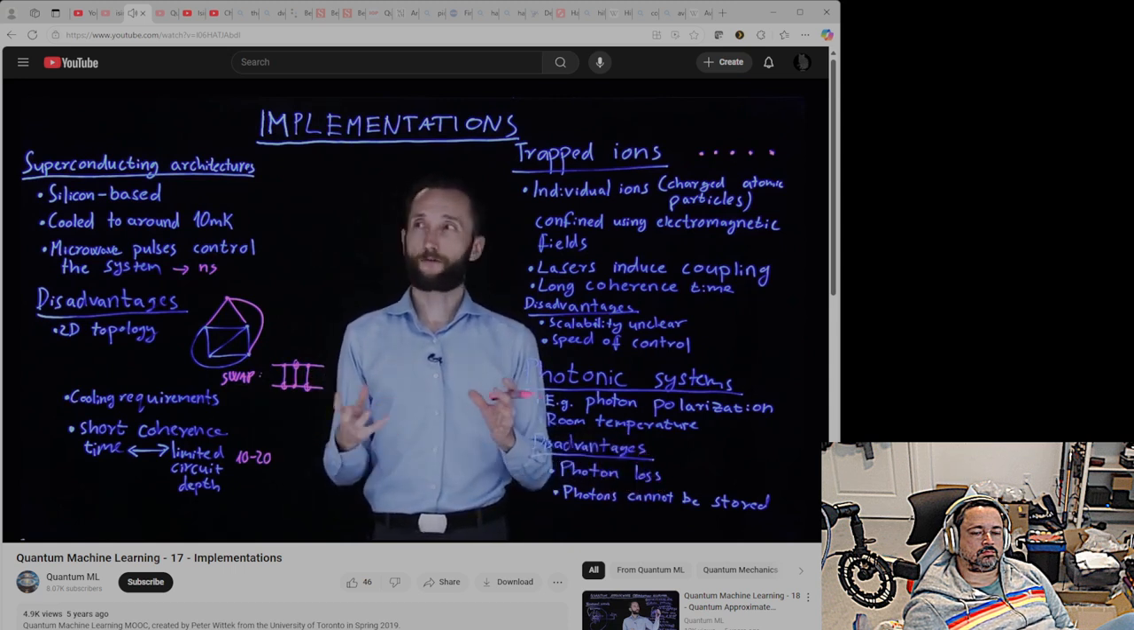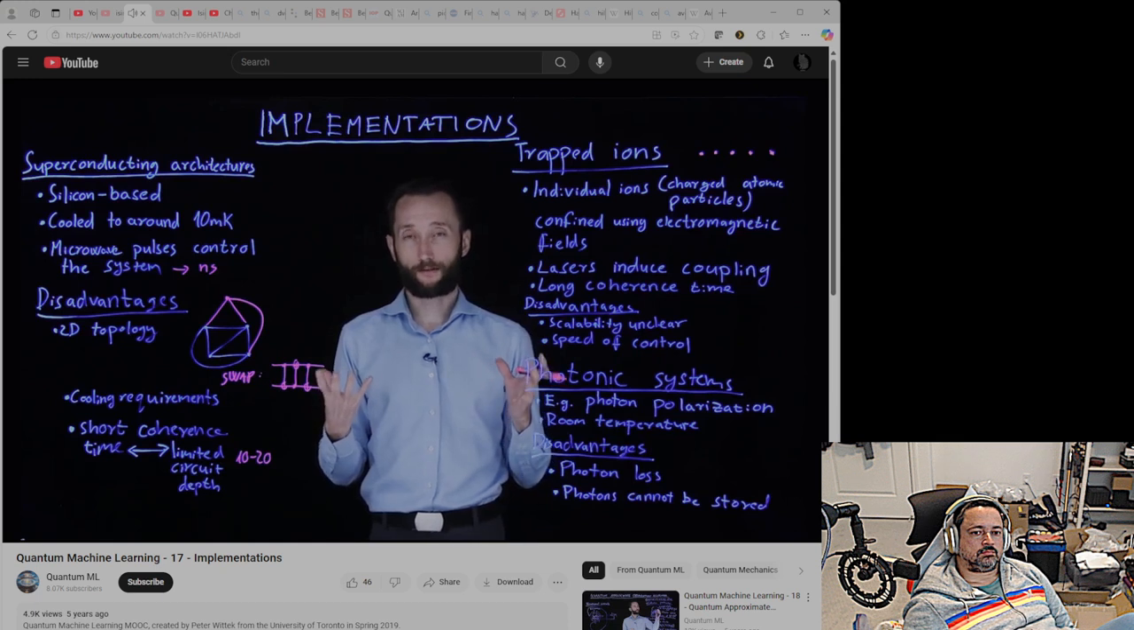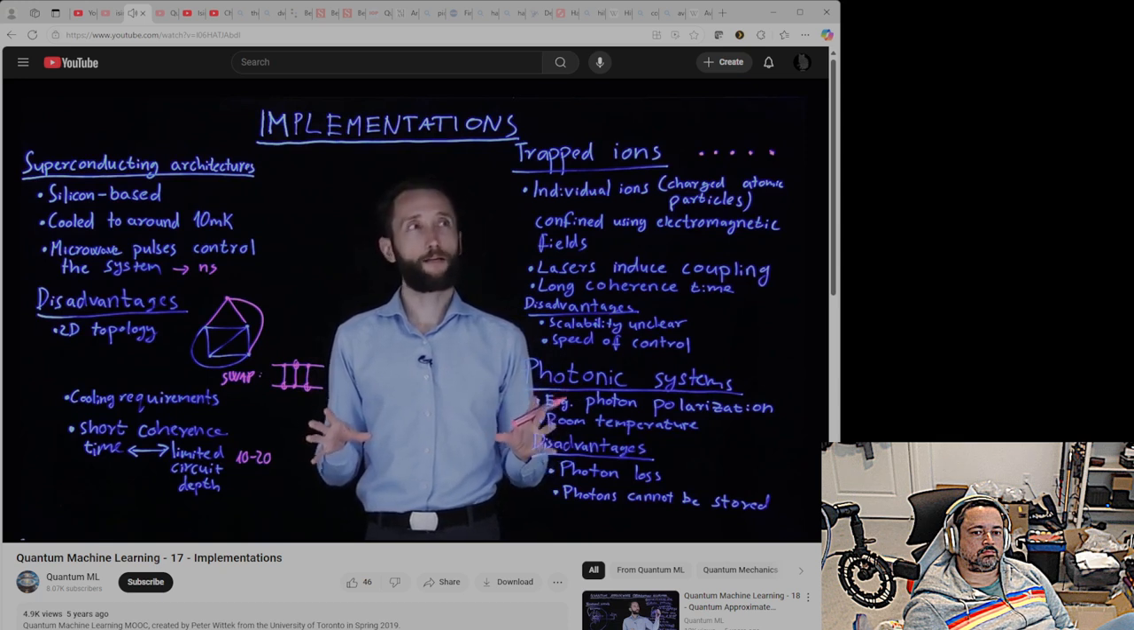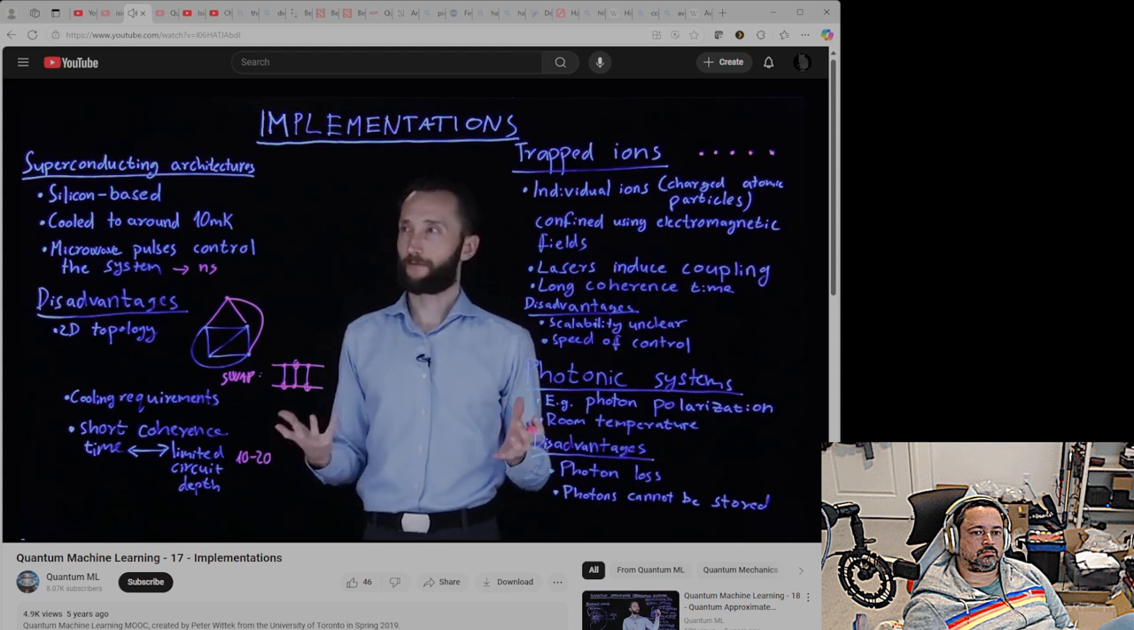So it's unclear which one of these architectures is going to give us a large-scale perfect quantum computer. And there are also a couple of other approaches to try building one. So at this point, we just have to wait and see which one proves best.